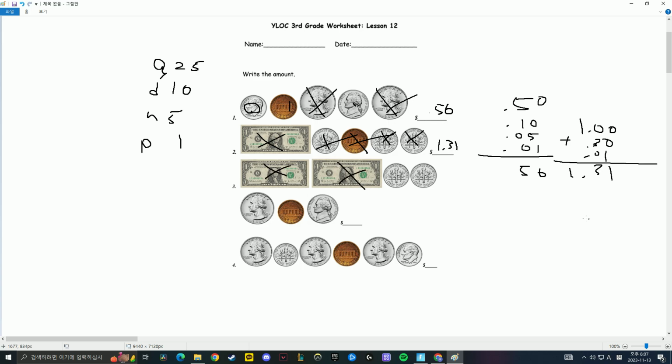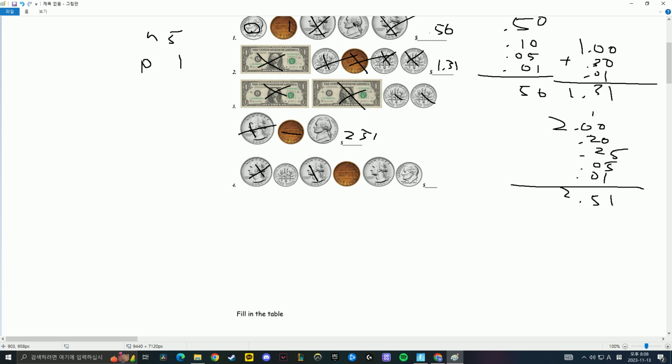$1, $2, so that is $2. That's a dime. So that's 2 dimes. And that's a quarter. It's 25. That's a nickel, which is 5. We have a penny, which is 1. Add all together, 5 and 5 is 10. 10, that is 11. 2, 4, 5. $2.51.